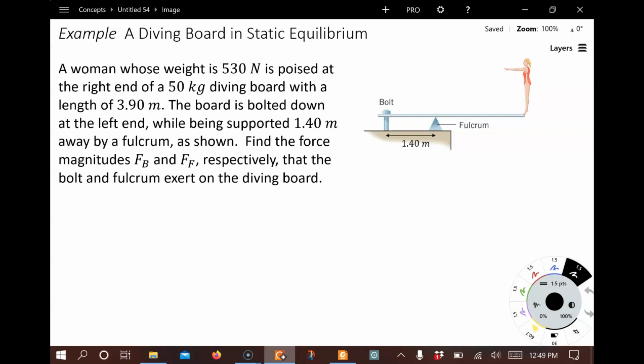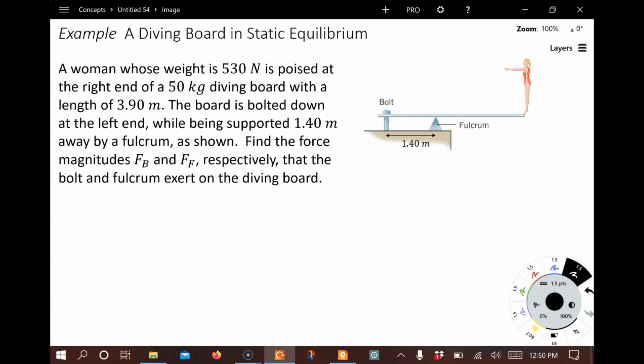In this case, we're going to focus on the diving board. That's the object that's in static equilibrium. And the other things touching it are producing forces. So let's go through and identify the forces that are acting on the diving board.